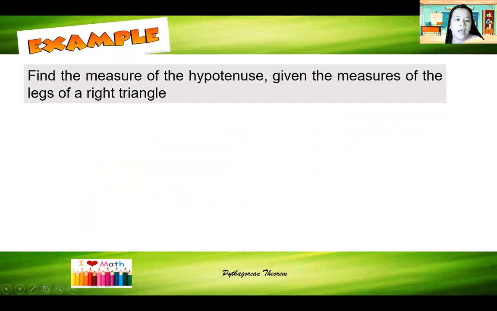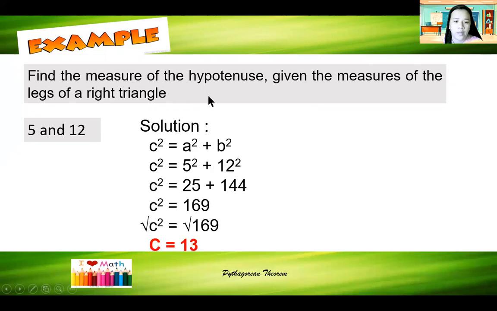How about find the measure of the hypotenuse, so you have the longest side, given the measures of the legs of a right triangle. So same, you have to find the hypotenuse, given ang measures ng legs ng ating triangle. So you have 5 and 12. So the measurement of the legs, you have 5 and 12. Gaano kaya kahaba ang ating hypotenuse?